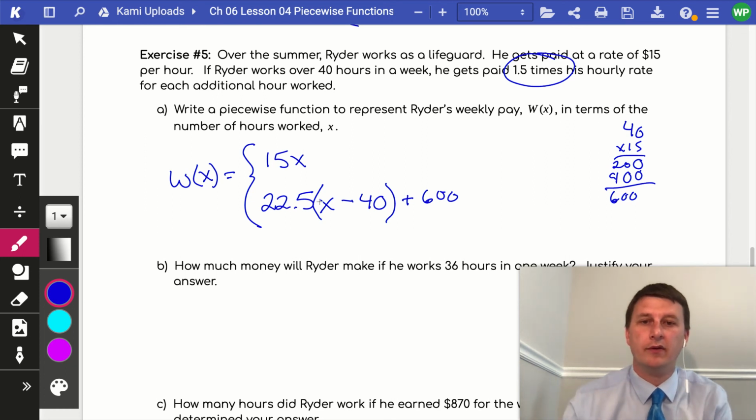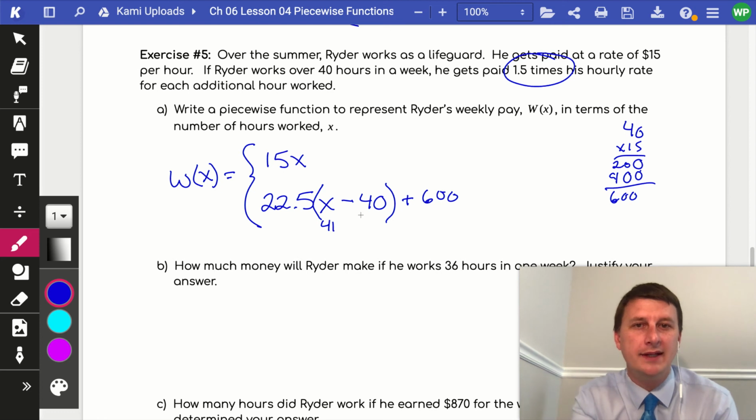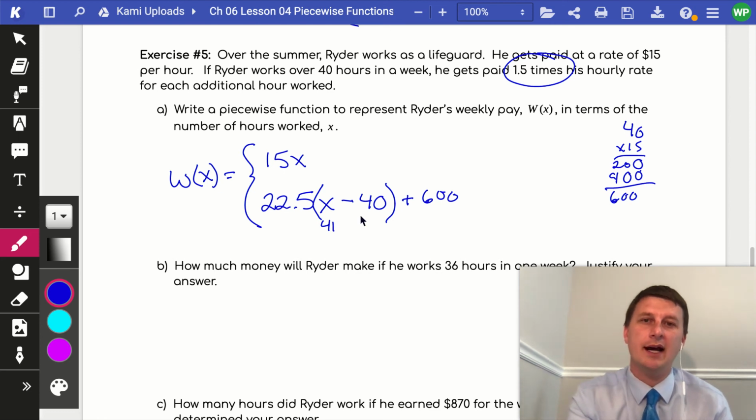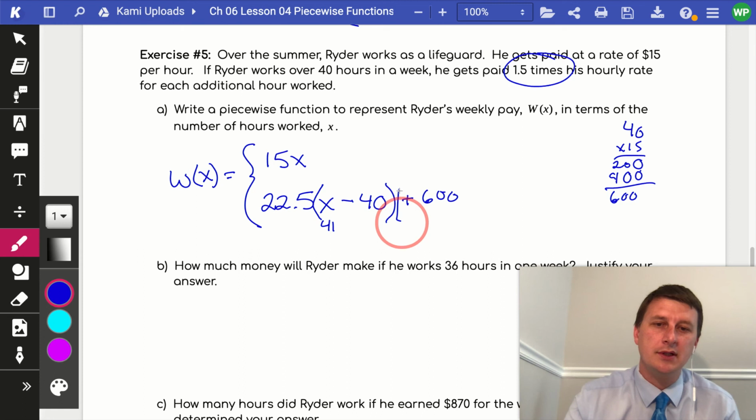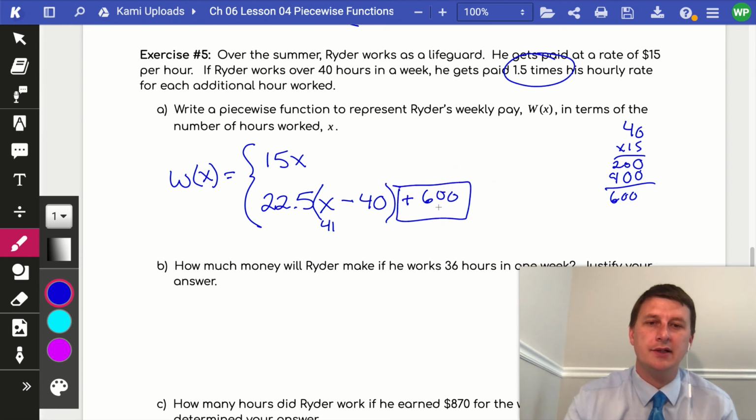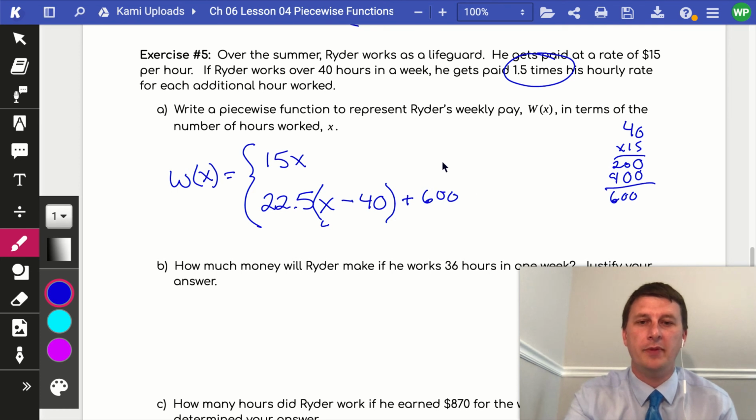So any number over 40, you're going to subtract 40 from it to get the number of overtime hours. So that's why we do x minus 40 there. But again, if he works 41 hours, for example, and you put a 41 in this problem, and you do 41 minus 40 and get 1 hour, this function without the 600 on it is going to say that he only makes $22.50 working 41 hours. But that's not true because we have to account for the $600 he makes working 40 hours at the original rate. I hope that makes sense.